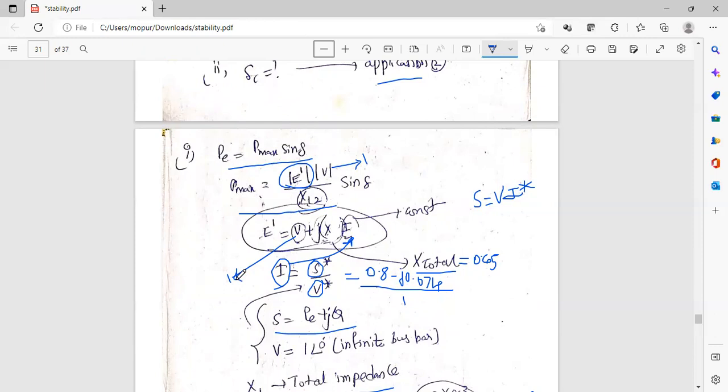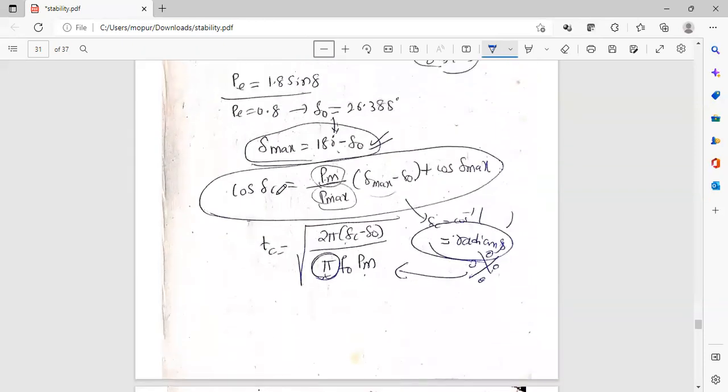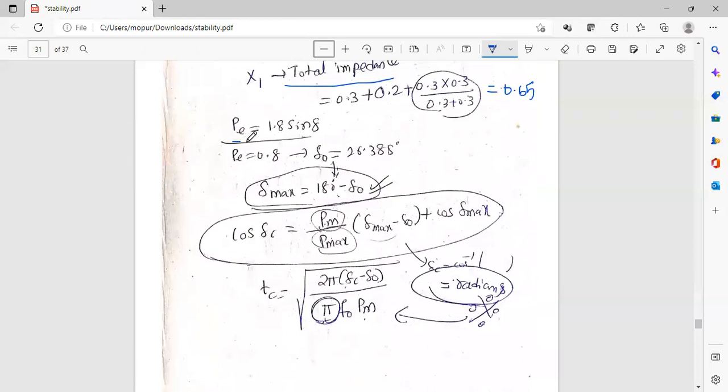Once you get the magnitude of E dash, get the value of P max. Actually, P max is only this; the sine delta is not included. The P max formula is this one. You should substitute this P max in this equation to get the PE equation. The final equation you have got here is 1.8 sine delta. That is the first condition. Now, we know that PE is equal to 0.8.